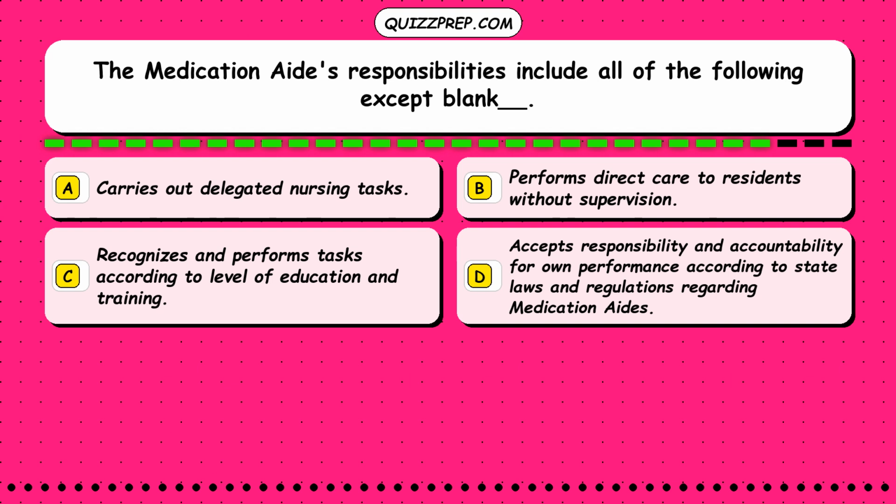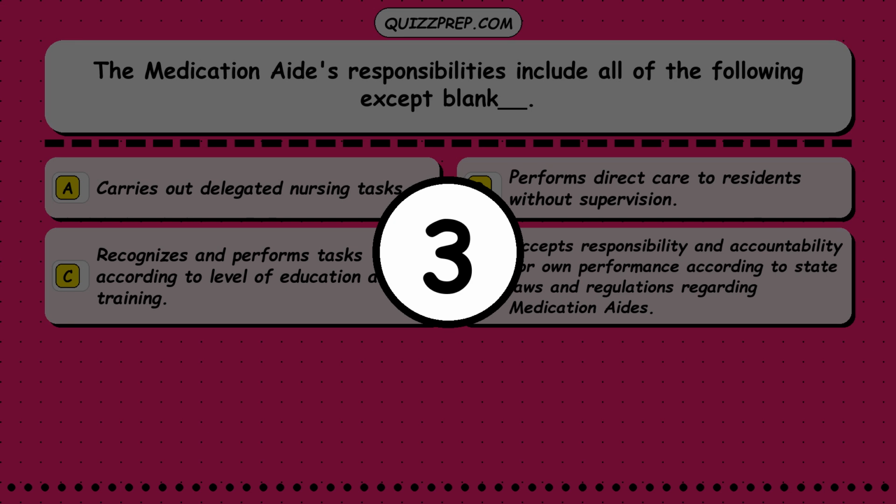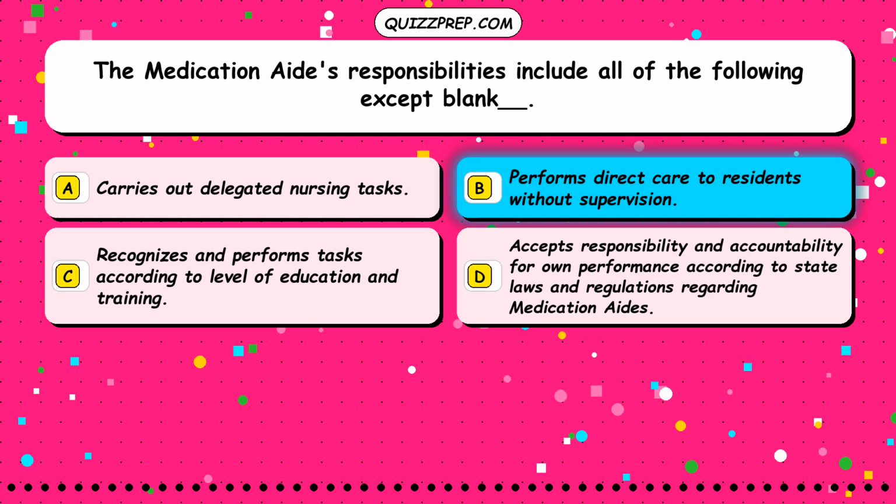The medication aide's responsibilities include all of the following except blank. Option A. Carries out delegated nursing tasks. Option B. Performs direct care to residents without supervision. Option C. Recognizes and performs tasks according to level of education and training. Option D. Accepts responsibility and accountability for own performance according to state laws and regulations regarding medication aides. The correct answer is option B. Performs direct care to residents without supervision.